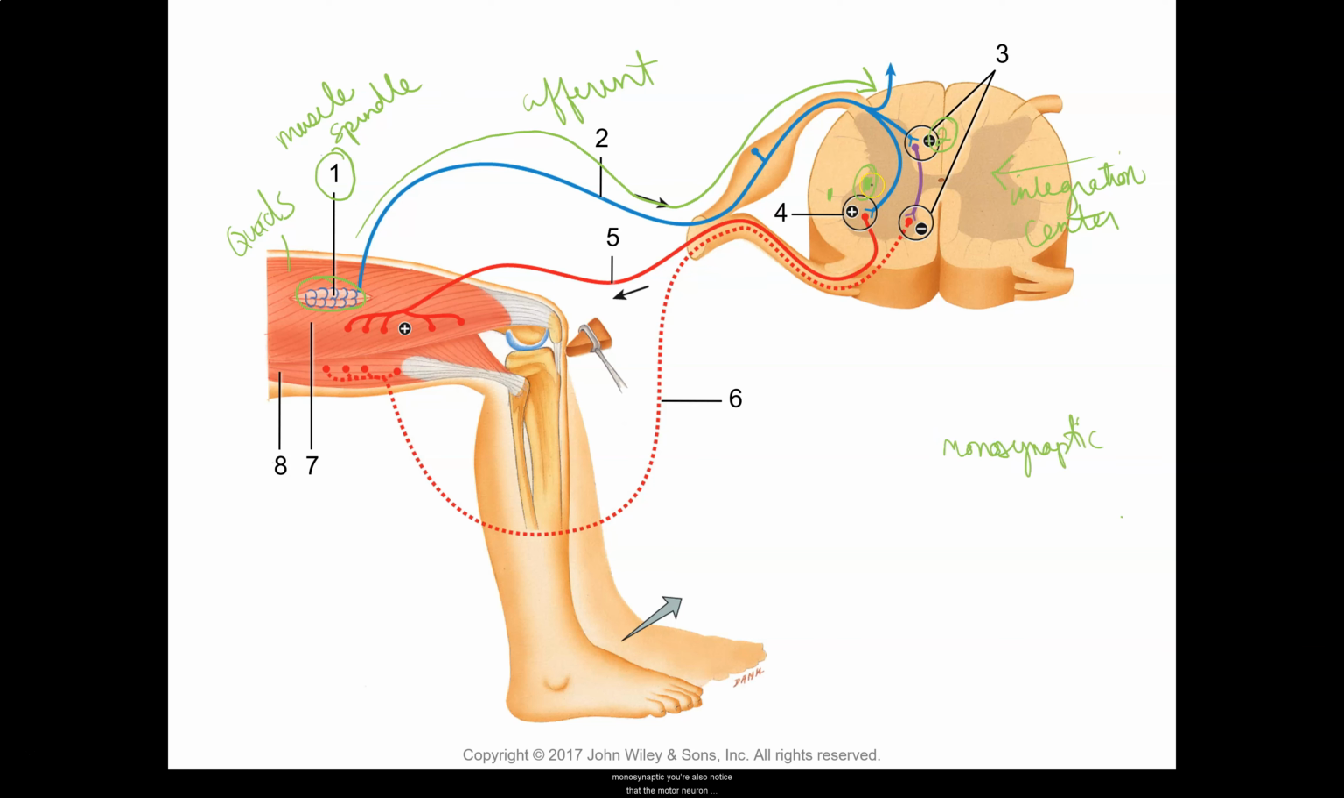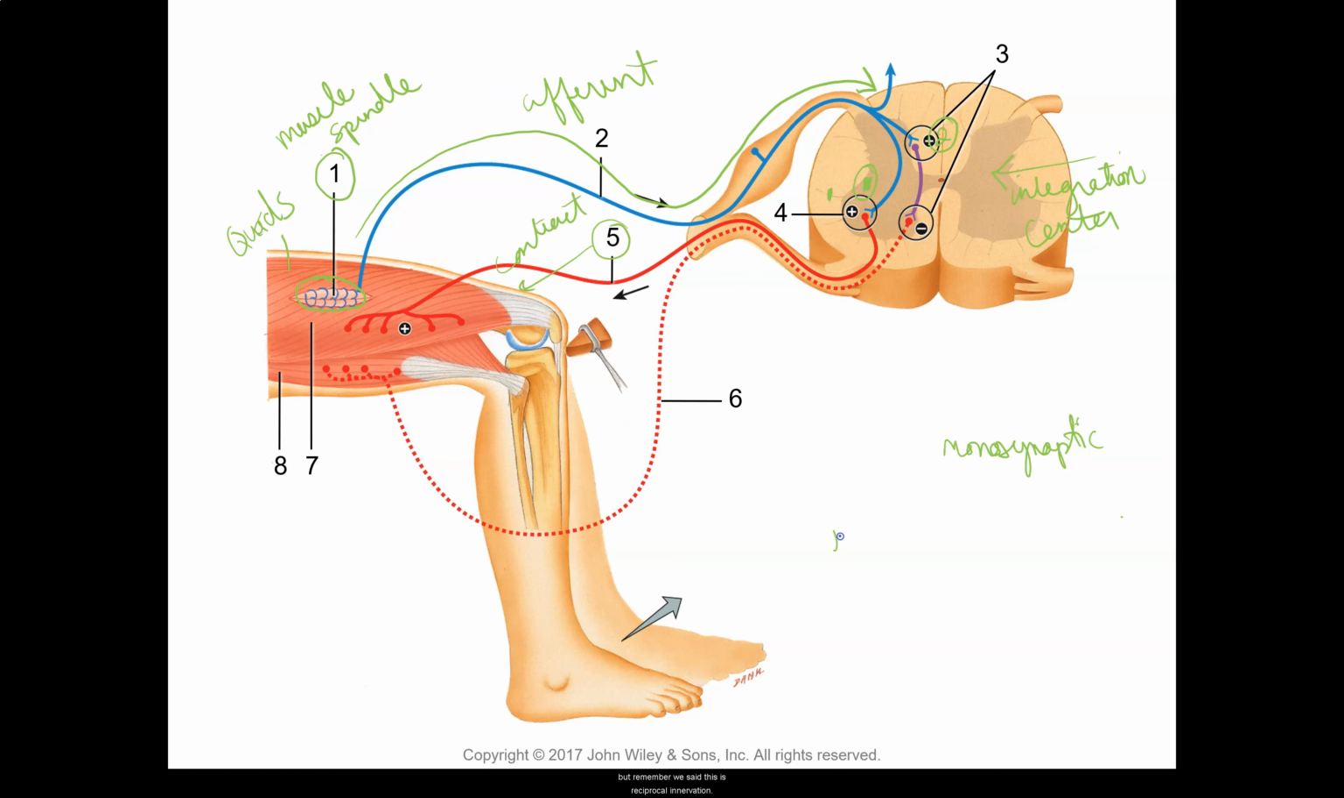You'll also notice that the motor neuron exiting is solid, and it has a plus by it. This is because this particular motor neuron is going to be an excitatory motor neuron. We're not inhibiting it, we're exciting it. We're sending a signal right back to the primary muscle, which is the quadriceps. So this motor neuron is traveling back to the quadriceps, and it's going to tell the quadriceps to contract.